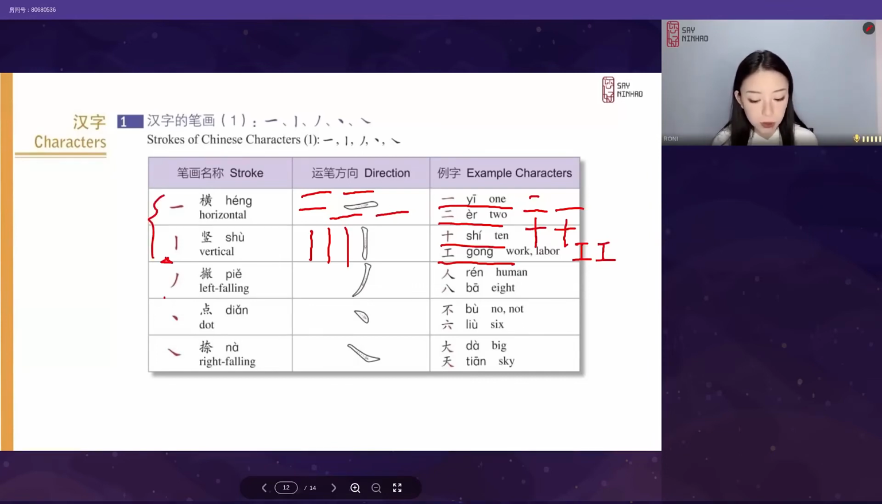Now let's move on to the next one. It is left falling. Its name is 撇, and it means left falling. The direction of writing it is from top to bottom.